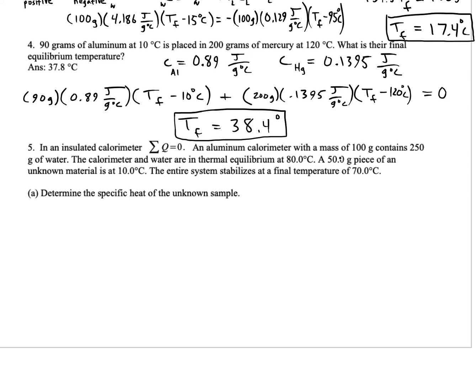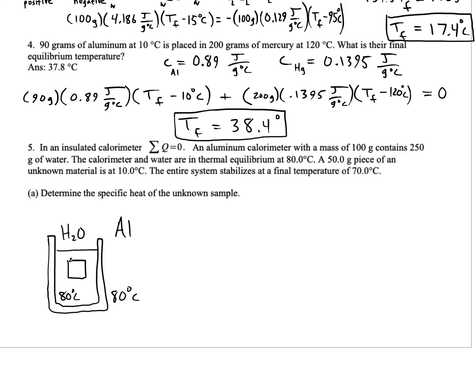There's an aluminum calorimeter with a mass of 100 grams containing 250 grams of water. So this is aluminum, and then there's water. And then the calorimeter and the water are both at 80 degrees initially. But there's also going to be a 50-gram piece of an unknown material in the water, and that is initially at 10 degrees, but eventually it'll reach equilibrium.